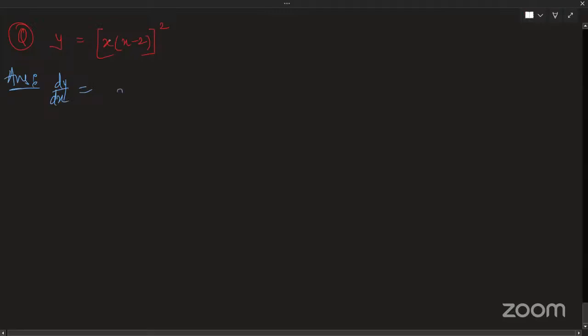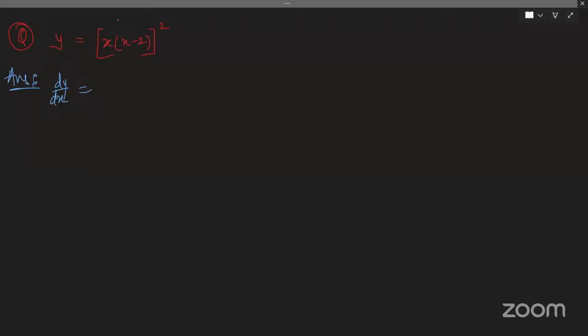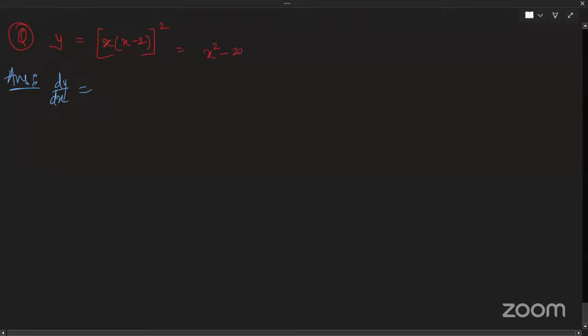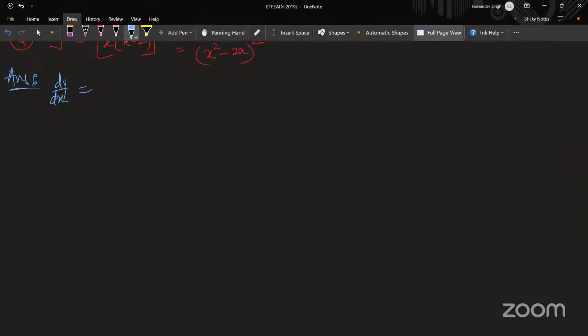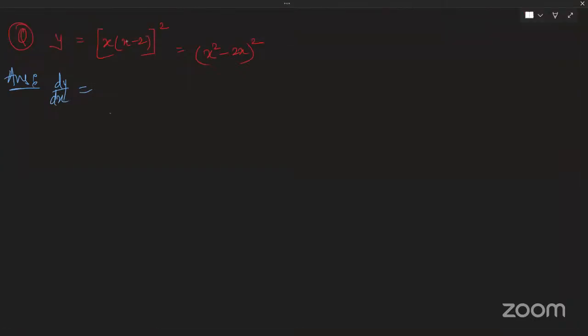It is basically (x square minus 2x) whole square. So how will you differentiate this thing? Anyone? Basic chain rule, right? Okay, so tell me the derivative. What is the derivative of this thing?